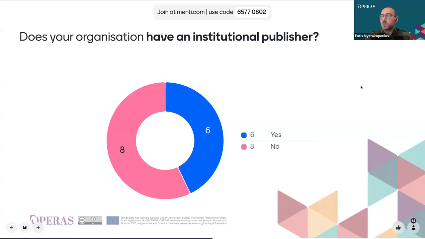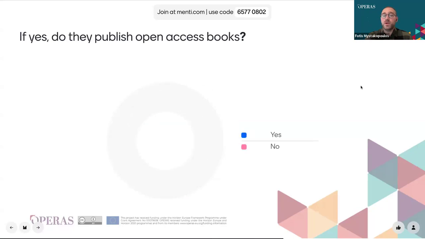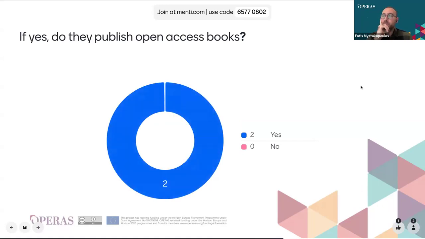And I think the more important question that we need to answer is, if you answered yes, do you publish open access books? Does your organization, do you know if they publish open access books, if they have an open access book publishing policy? That would be interesting to know. And a resounding yes. That is good. I'm really happy to see that. If you have a link, if there is a public policy, if you want to point us to which publishers you are talking about in the chat, it would be very welcome, just so we have a picture of where these yeses come from.